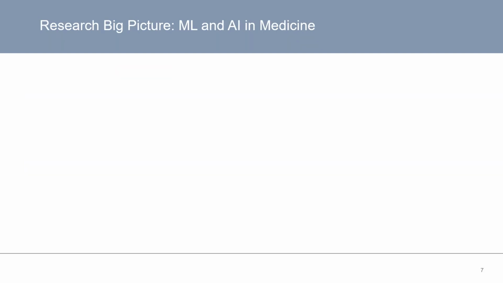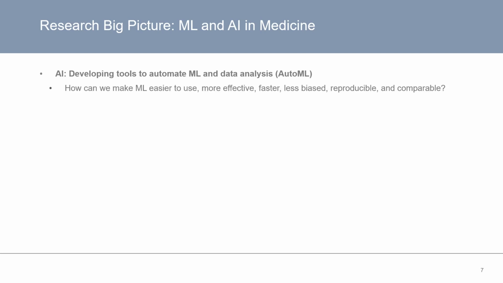Now let's take a big picture look at some of the machine learning and artificial intelligence research themes in the URBS-Lab. With respect to AI, our interest is in developing tools to automate machine learning and data analysis as a whole. This subfield of machine learning is also referred to as AutoML, or automated machine learning. Here we're trying to answer questions like, how can we make machine learning easier to use, more effective, faster, less biased, reproducible, and easily comparable to other state-of-the-art methodologies?